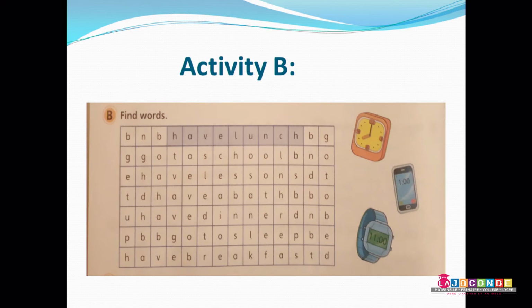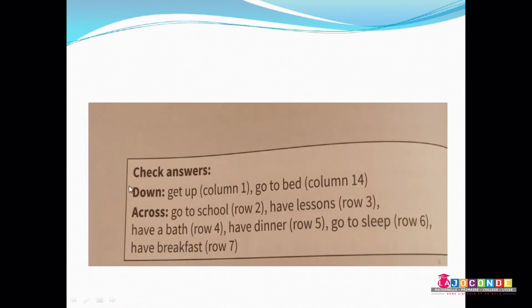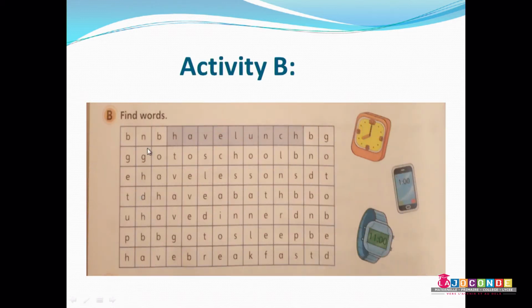Now, please, let's move to activity B. I'm going to explain it. Find words. Look at this word. Have lunch. Good. Now, I'm going to show you what you have to write. Look here. You have down and you have across. So, this is down and this is across. What you have to write in down and what you have to write in across, or what you have to just color, okay?